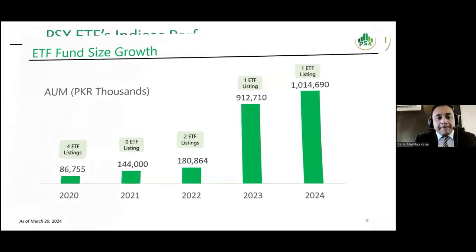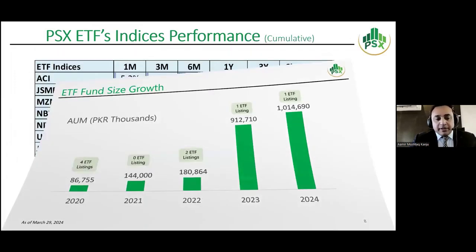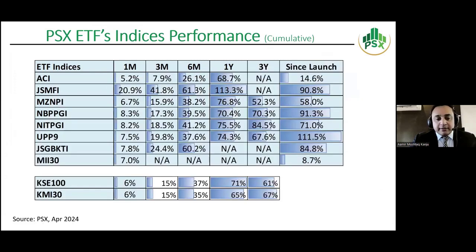In terms of ETF returns, which was also mentioned by Kaisar Saab in his speech, as I just discussed, we have different strategies available. As we review the indices that ETFs track, for 1 year return, the JS Momentum ETF provides more than 100% return on a cumulative basis. We also have Alphala, which offers 68% return, then Mezzan 76, and similarly the other indices as well. As you can see, most of them outperform the KSE 100 index and KMI 30 index.